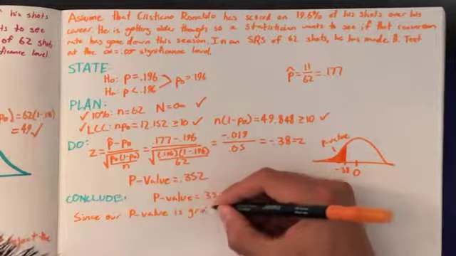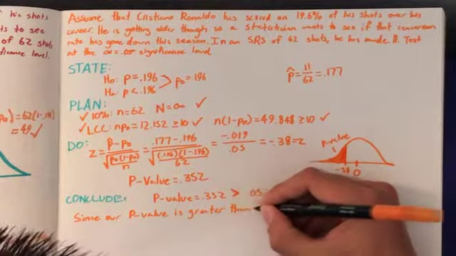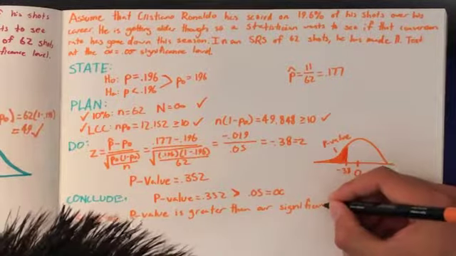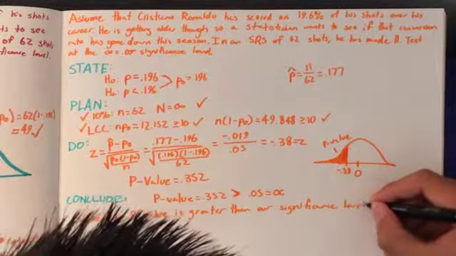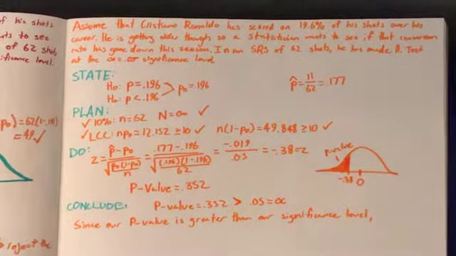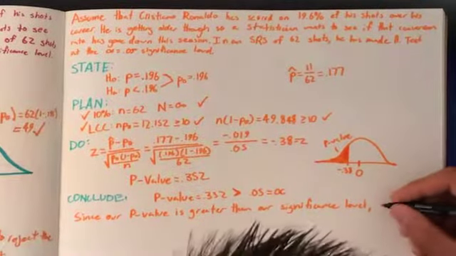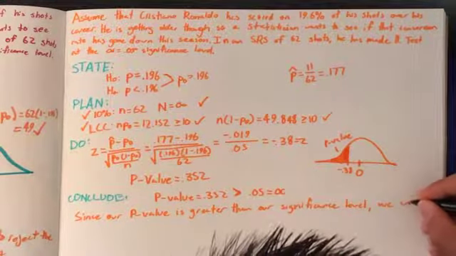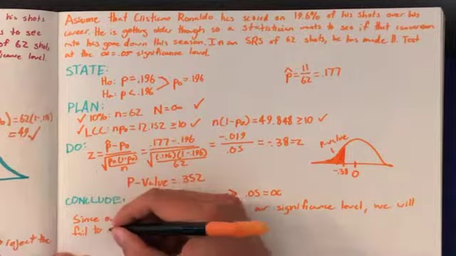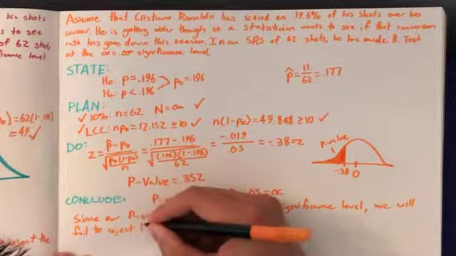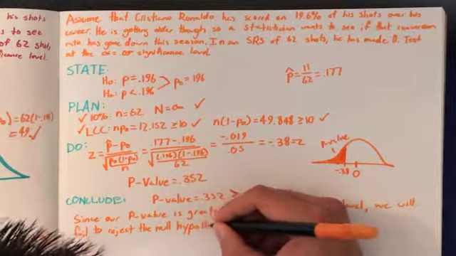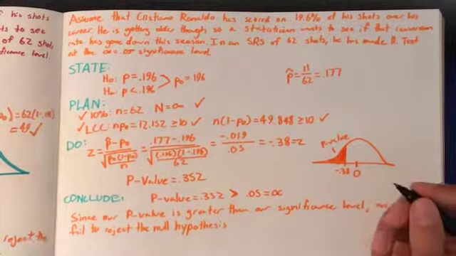so I'm going to say since our p-value is greater than our significance level, this is in your notes and the decision-making part, we are going to fail to reject the null hypothesis. Because basically we don't have enough evidence.